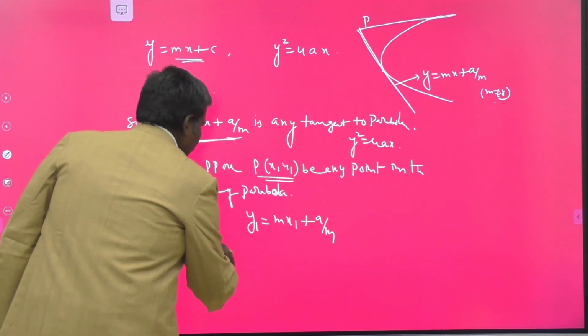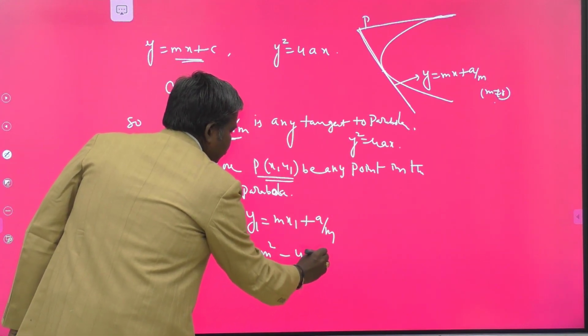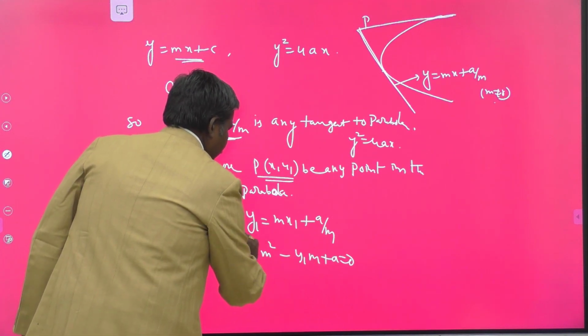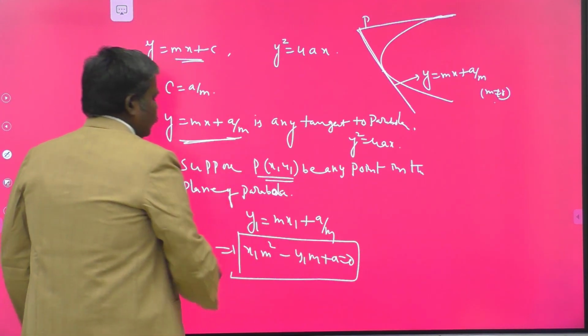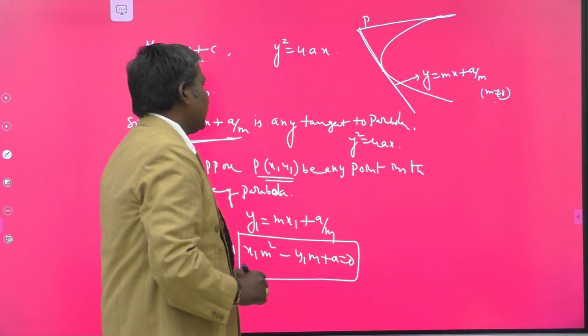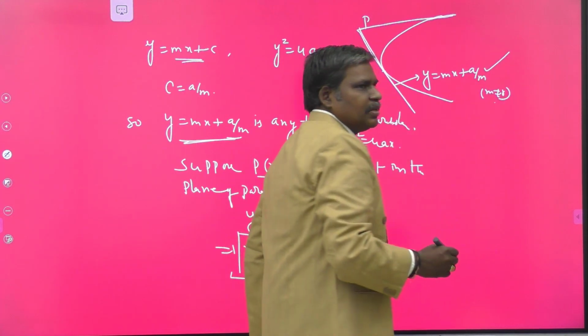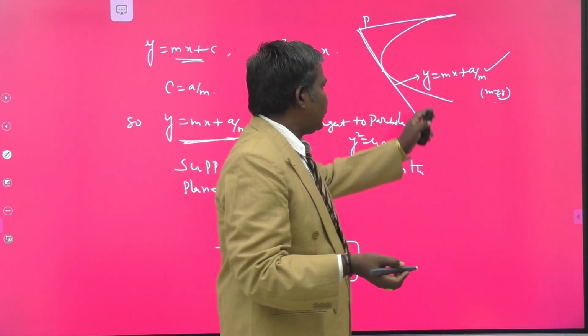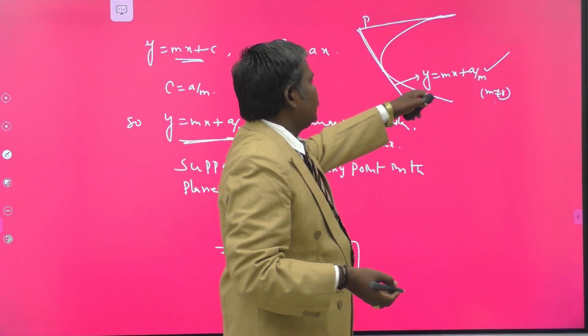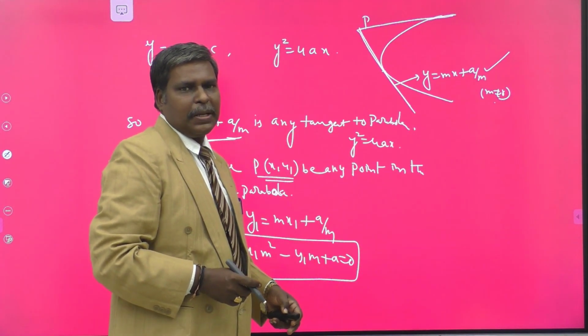Now cross multiplying, what do you get? x1 m squared minus y1 m plus a equals 0. Now my question is, is it a quadratic equation in m or not? Yes, it is a quadratic equation in m because y equals mx plus a by m is your general tangent. By changing the value of m, there is no effect on that. So for all values of m, y equals mx plus a by m is tangent to your parabola.